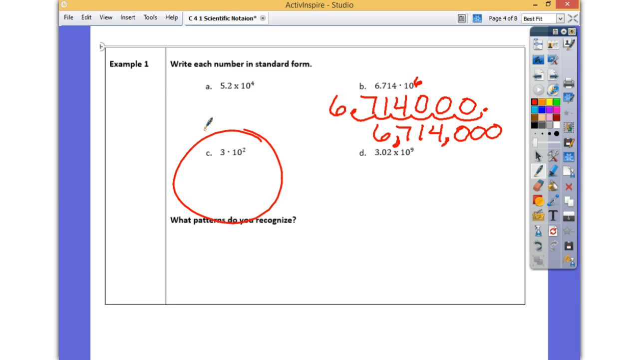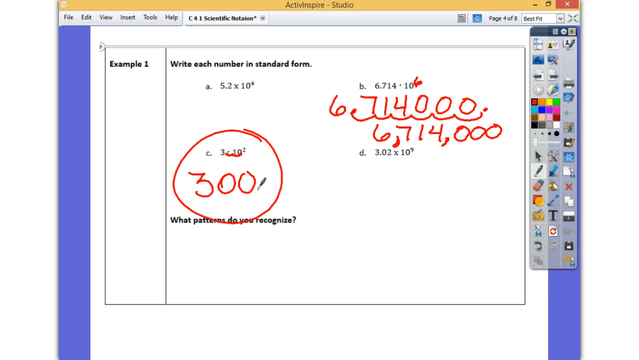All right, let's try C. 3 times 10 to the 2nd. Nice, you guys all have it already up. It is 300, because our decimal is right here. So you move it to the right twice. Boing, boing. Boing, boing. Add 2 zeros, you got 300. How about D? Let's see what you got.